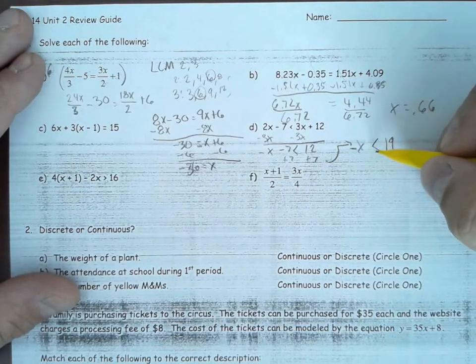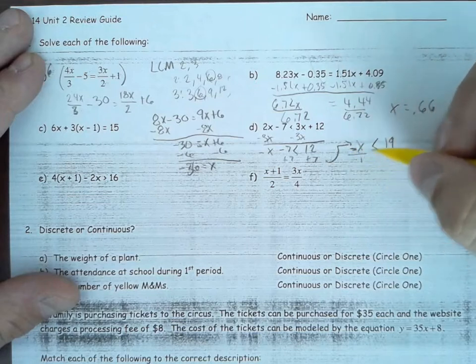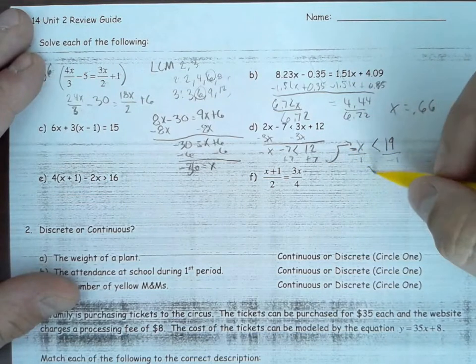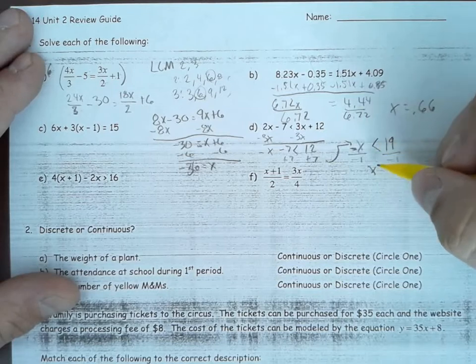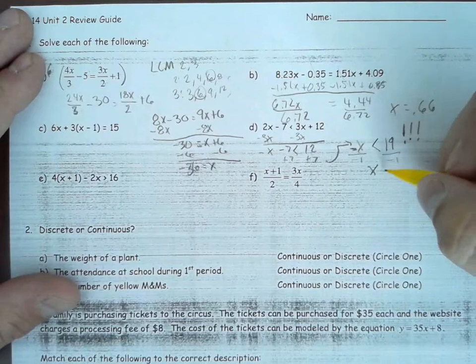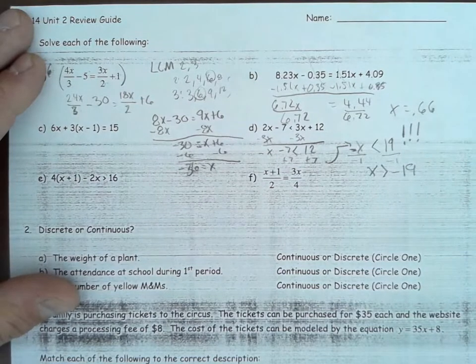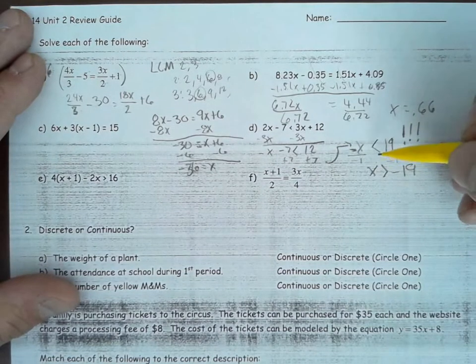A big thing here: if you want to get rid of that negative, you could divide or multiply by negative 1. Let's just say we divide to get rid of it. When you do that, the sign changes. Okay, so big idea here. X would have to be greater than negative 19. If anything, that's what you should take away from that.